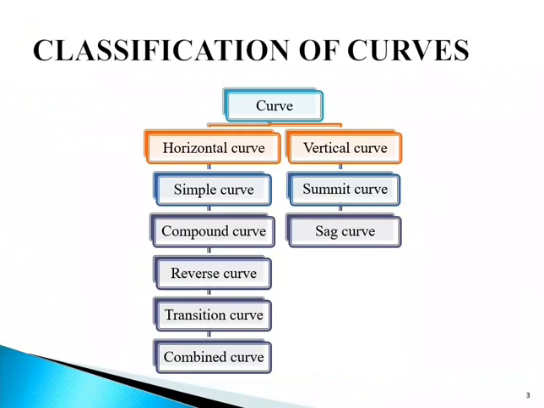A vertical curve is provided at the point where two straight lines at different gradients intersect in the vertical plane. In such a case, a parabolic curved part is provided in the vertical plane in order to connect the gradients for easy movement of the vehicles. Vertical curves are usually parabolic and are classified as summit and sag vertical curves. You can see the classification of curves here in the flowchart. It is important, so be sure you remember this one.